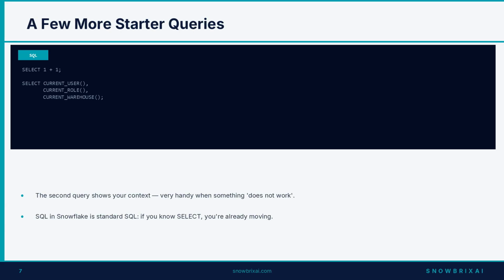Let us run a few more starter queries. First, select 1 plus 1. Snowflake says 2, which proves the engine is doing math for you. Now, the useful one: select current_user(), current_role(), and current_warehouse(). That single query shows you your context, and it is your best friend when something does not work. Here is the encouraging part. SQL in Snowflake is just standard SQL. If you already know how to write a select, you are not starting from zero, you are already moving.